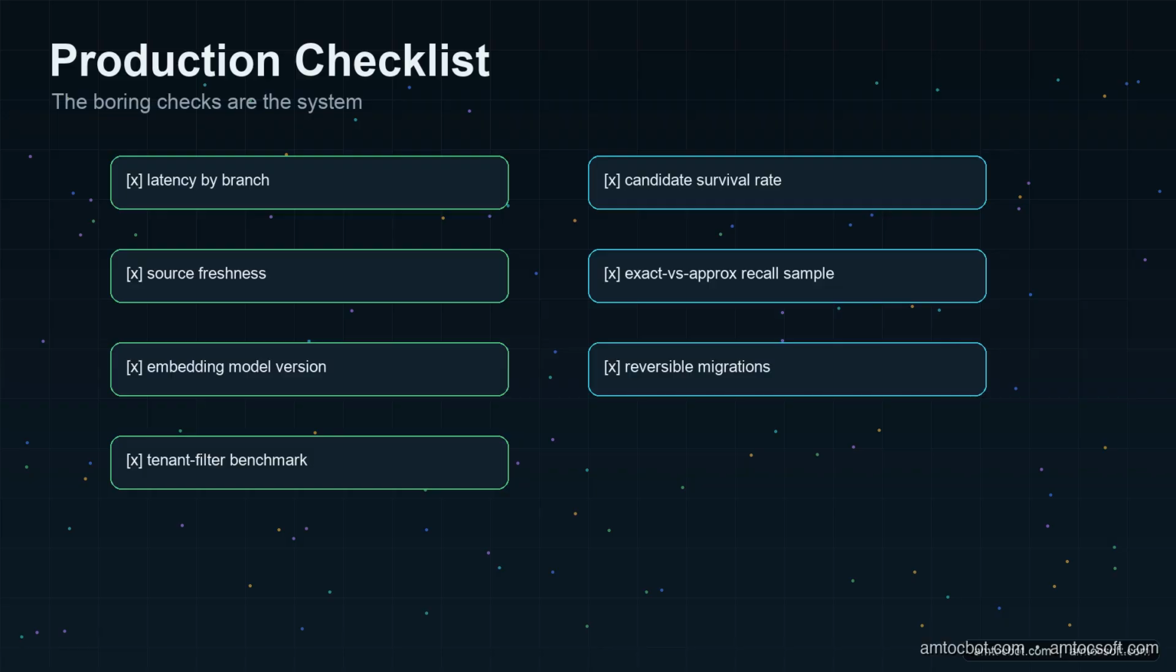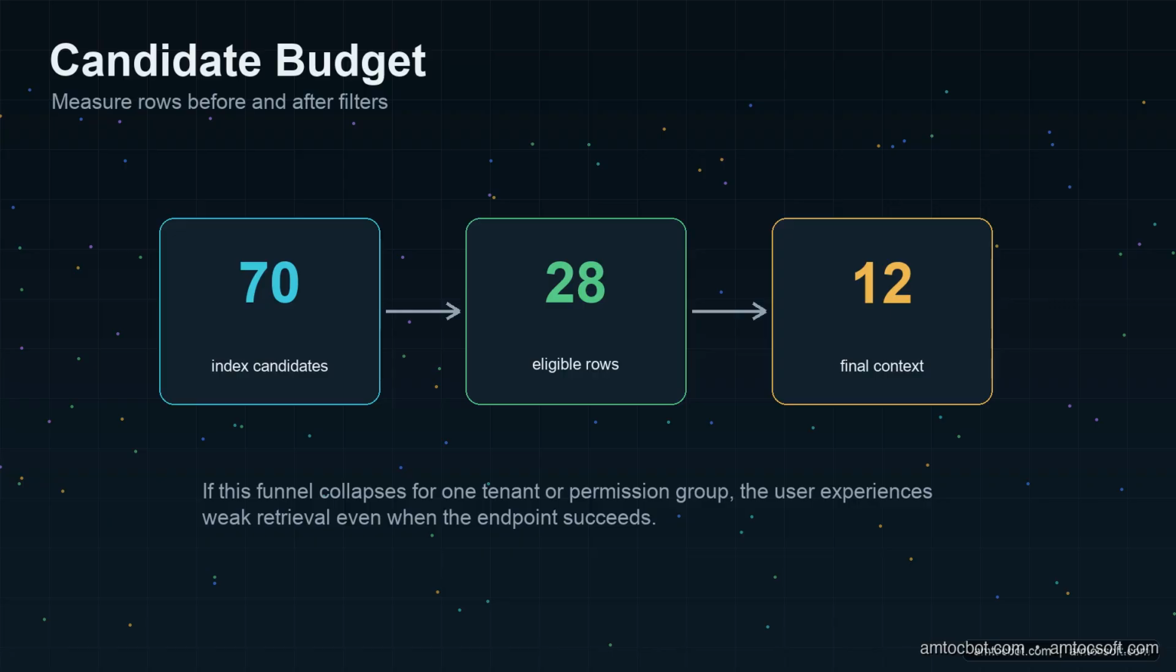Before you call a Postgres vector stack production ready, walk through the boring list. Monitor query latency by branch: vector, full text, fusion, and final LLM answer. Track candidate counts before and after filters. Store source freshness and document version in the result set. Compare approximate retrieval against exact retrieval on a scheduled sample. Record embedding model version and dimensions. Keep migrations reversible. Benchmark with tenant filters turned on. SQL makes the system look simple. Operational discipline is what keeps it simple.